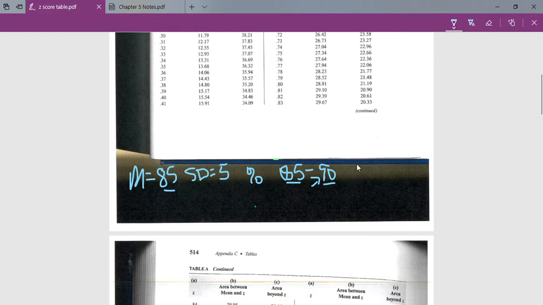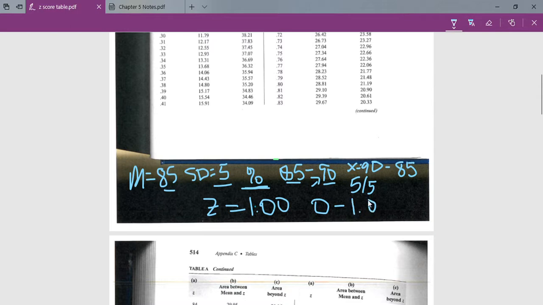So I could take my x of 90 minus my mean of 85. That would give me 5 as my deviation score, divided by my standard deviation of 5. So my Z score would be 1, just as we anticipated, right? So the deviation from the mean in standardized units is 1. So what I'm really asking for in my applied problem is what percentage of scores fall between a Z score of 0 and a Z score of 1.